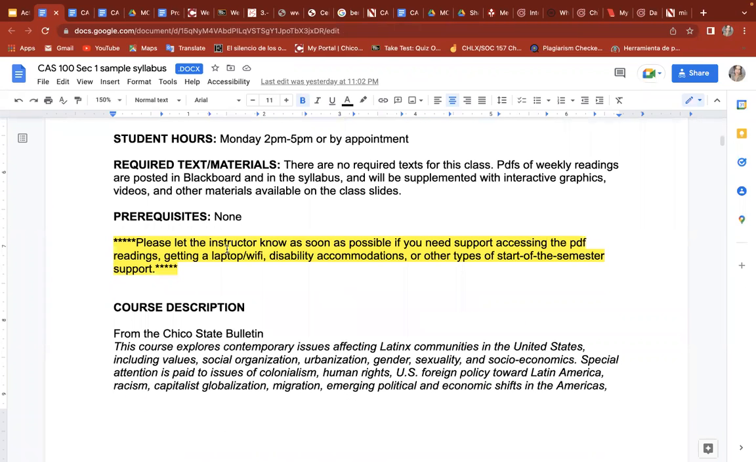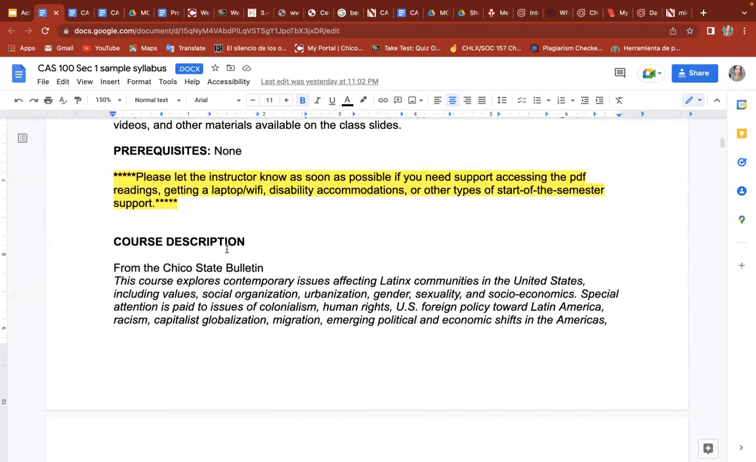The materials: I decided not to have any required texts for the class. The instructor could give you access to PDFs of weekly readings through Blackboard and through the syllabus. And also we will have interactive graphics, videos, and other materials available on the class slides that could help students with a better understanding of the issues of Central American people.